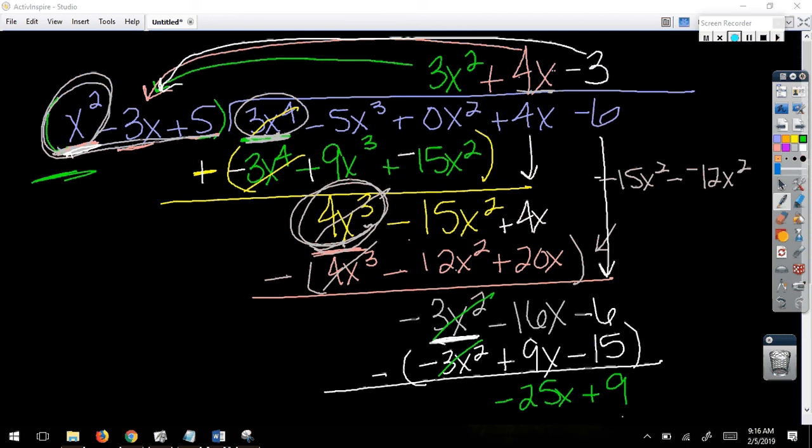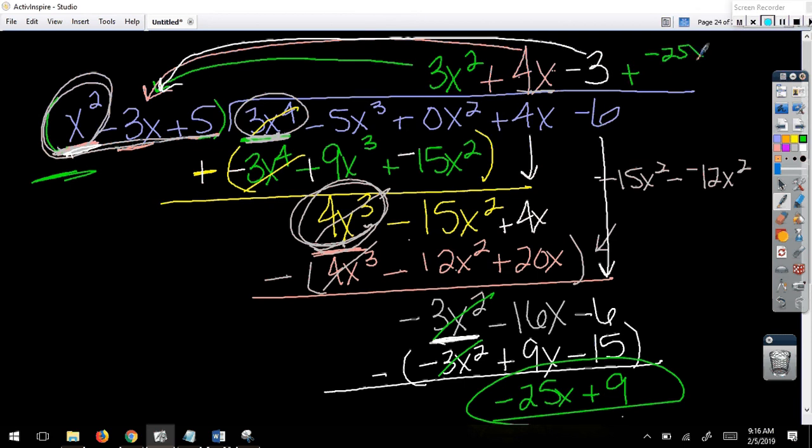Now, back in the day, you wrote R2, right? Or maybe you threw a decimal and you started adding zeros, right? We're not going to do all that. Tell me another way. Yes, a fraction, right? Do you agree that this is the same thing as saying 2 over 5? That's what we're going to do. We're going to take our remainder, negative 25x plus 9, and say plus negative 25x plus 9 over x squared minus 3x plus 5. This is the answer.